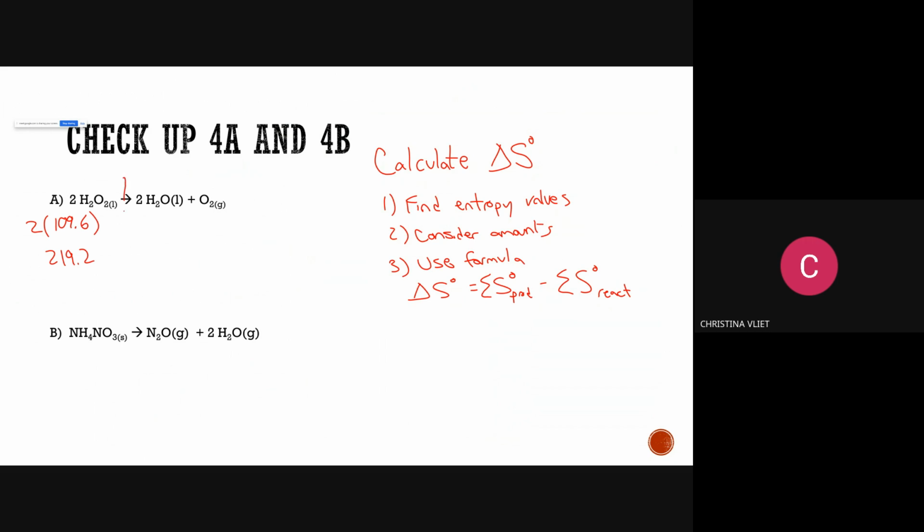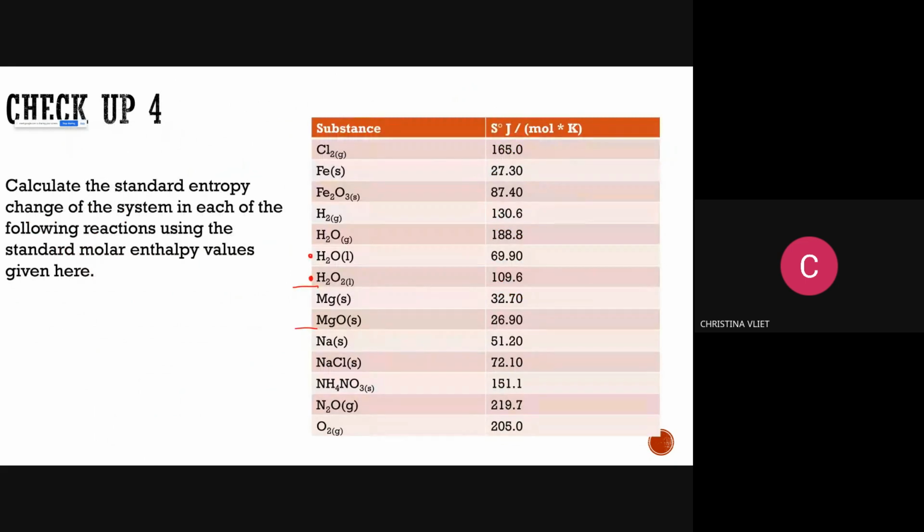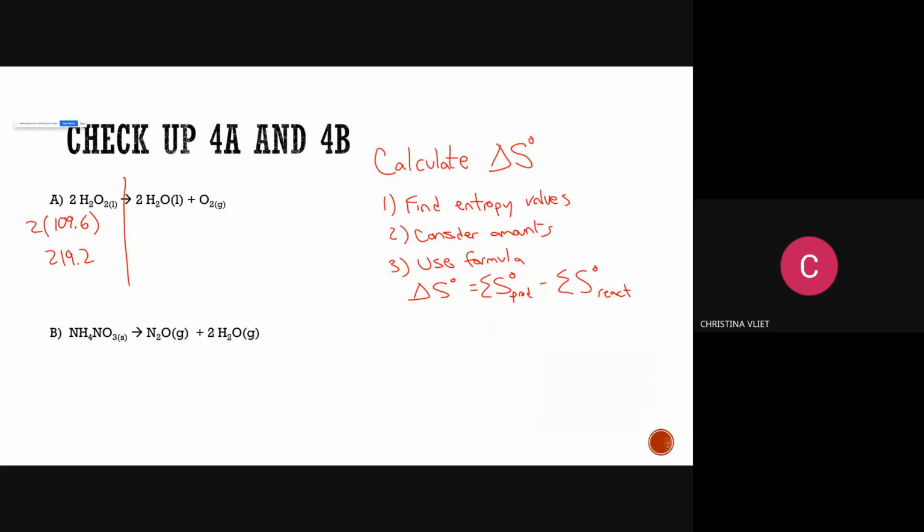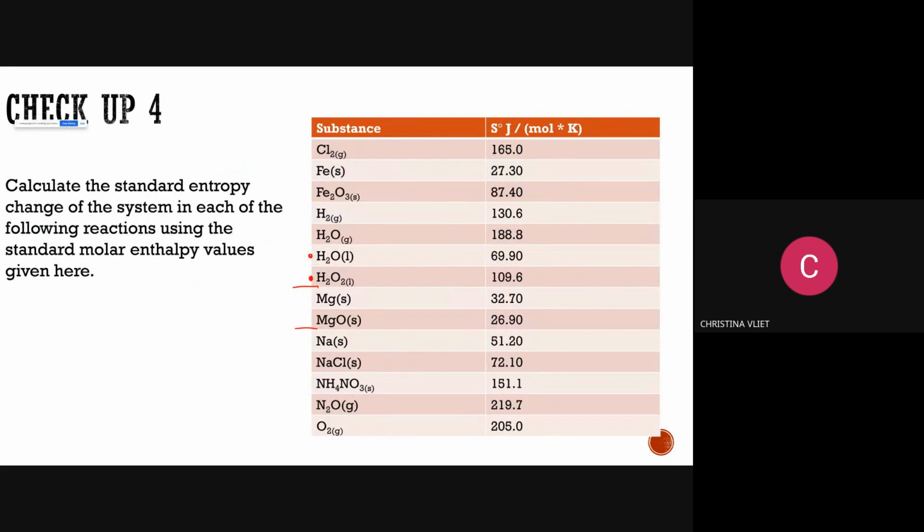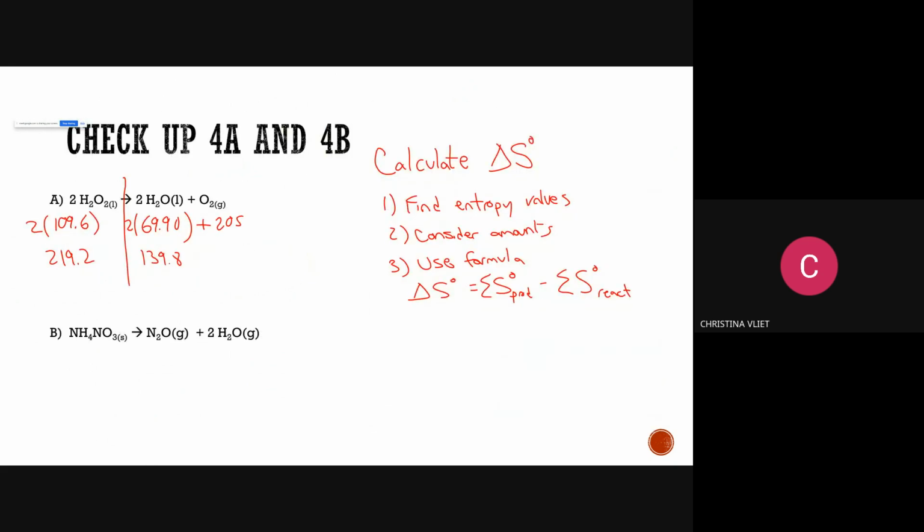And then what about my products? I always like to put a line here. What is my water liquid number? Notice there's water liquid and steam. Be careful. Don't choose the wrong value. Look for the state of matter. Which number do I need here? 69.9. Multiply by 2. And I get 139.8. And what about oxygen? I think that one is 205. We saw it earlier. Yep, 205. Do I need to multiply that by anything?